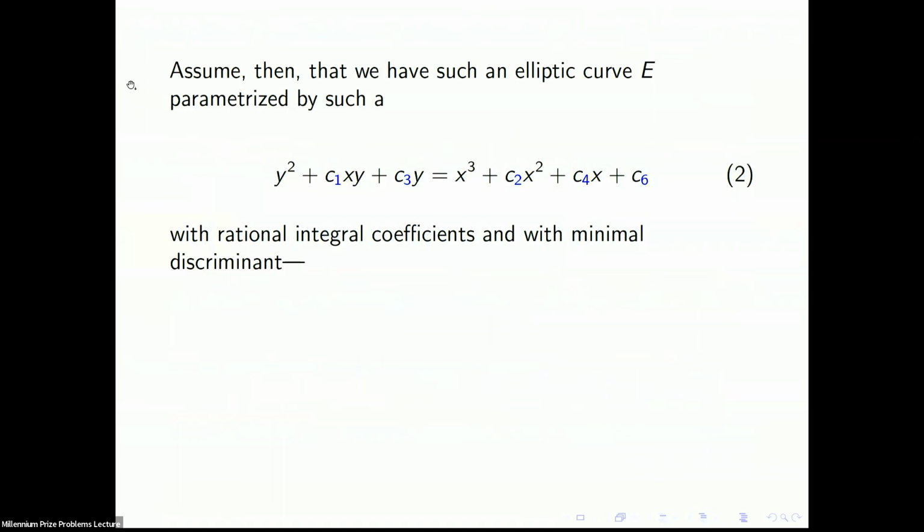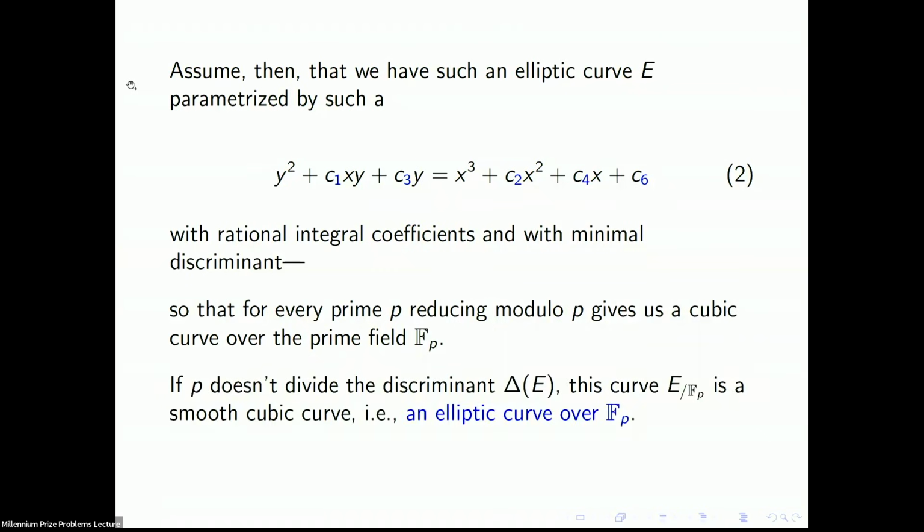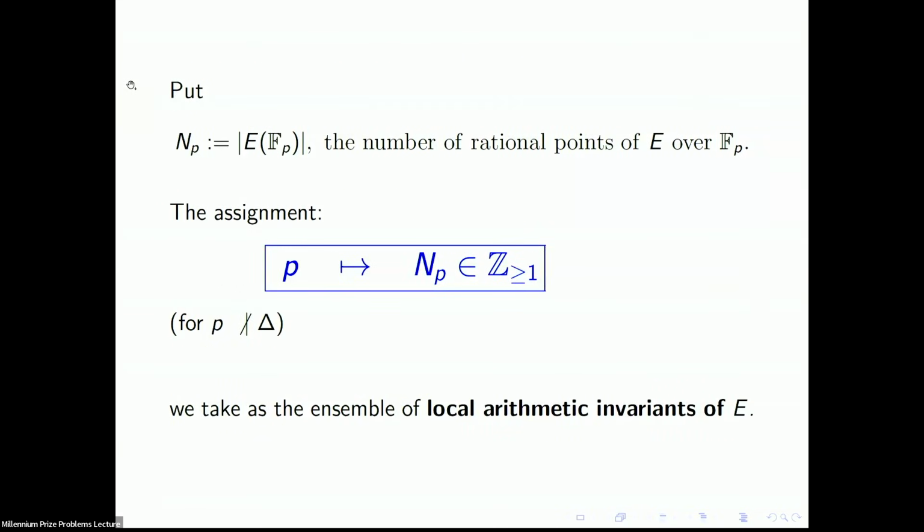So assume we have such a thing, minimal discriminant, and so that all these c's are integers, so we can, for every prime p, reduce mod p. We get a cubic curve over the prime field F_p. And if p doesn't divide the discriminant, the curve is an elliptic curve over F_p. So we can play the game of putting N_p to be the number of points on that elliptic curve over F_p. And the thing in blue is what I'm going to take as the ensemble of local arithmetic invariants of E. Okay? And you get such a thing for every p not dividing the discriminant.